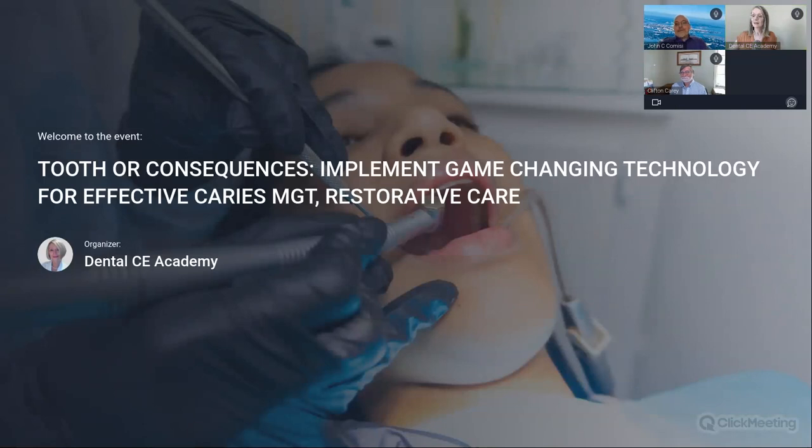According to the IFU, it is specifically for your resin materials. So whether it's a resin cement, cementing on a crown, putting on a provisional, doing a direct composite restoration, doing an indirect composite restoration.